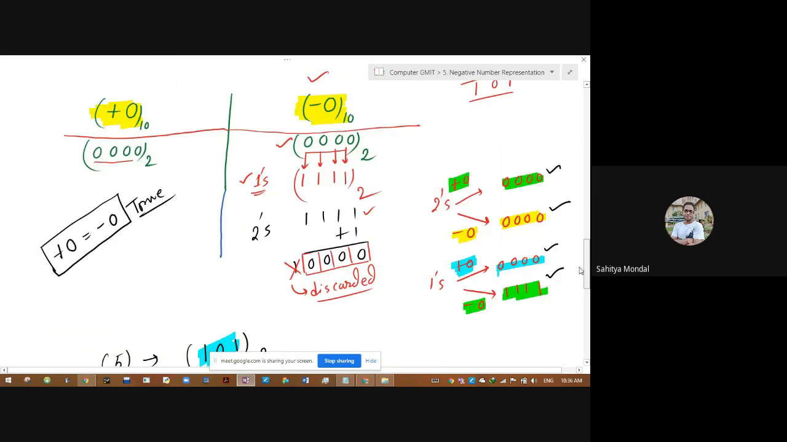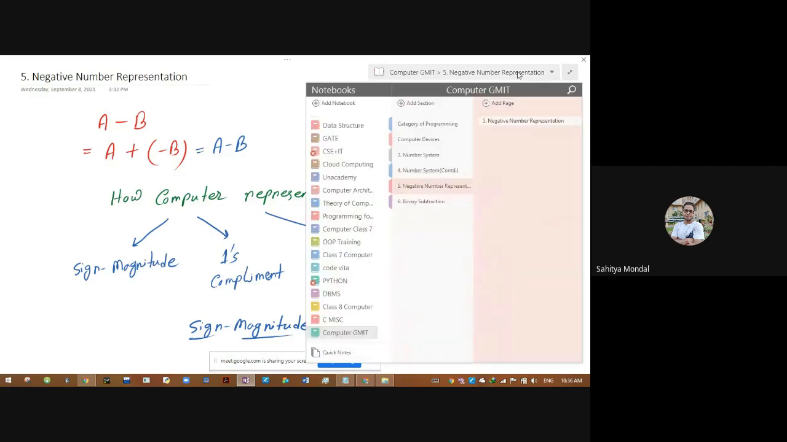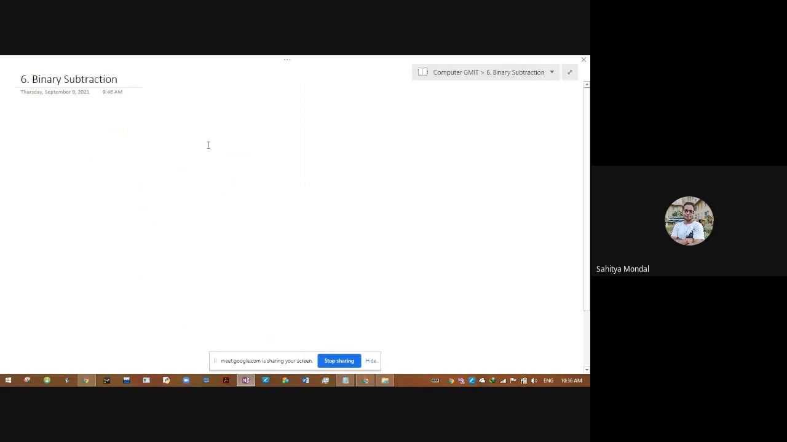No, actually I have talked about negative number representation, not subtraction. Subtraction I will discuss today, and whatever I have discussed, when I discuss the subtraction, I will tell you in short. Okay.